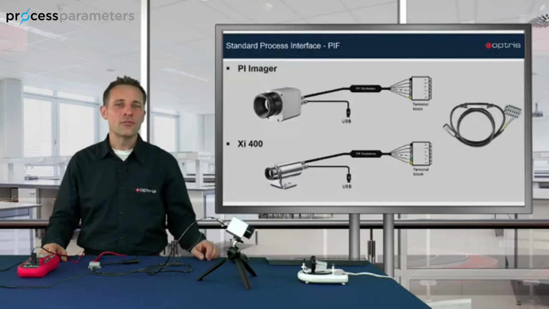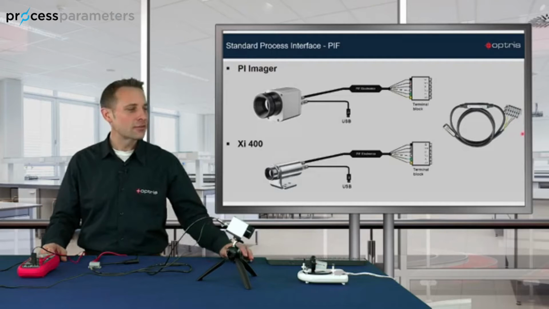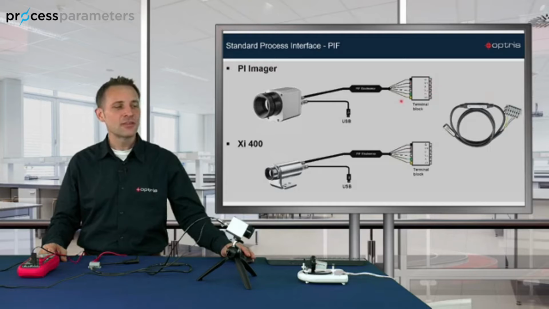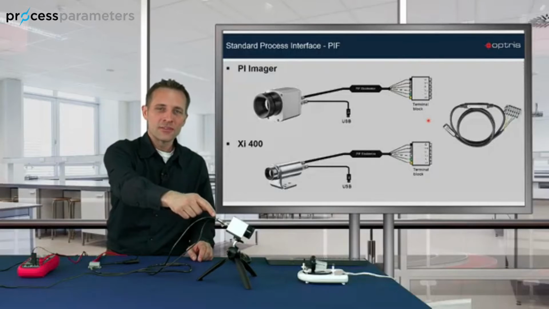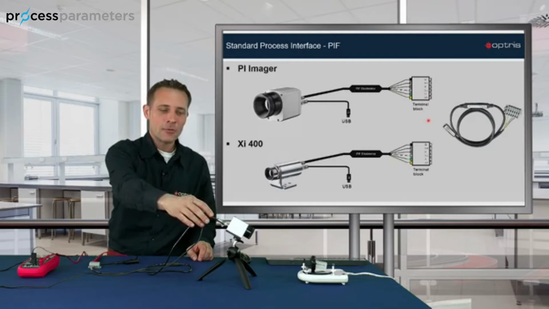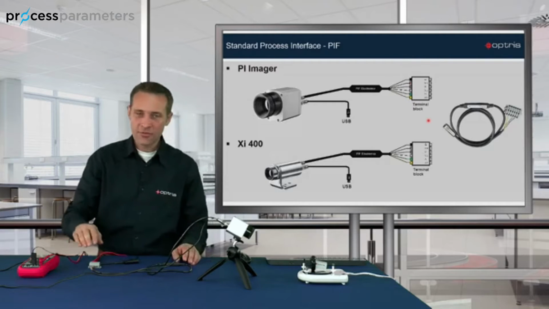With your delivery of the PI camera or XI400 camera, you also received a process interface cable which has a connector block, and this connector block has several input and output channels. You can also see that the connector block has several cables with colors. You can connect the standard process interface cable at the PI camera or XI400 camera directly next to the USB interface, and on the other end you have the connector block.